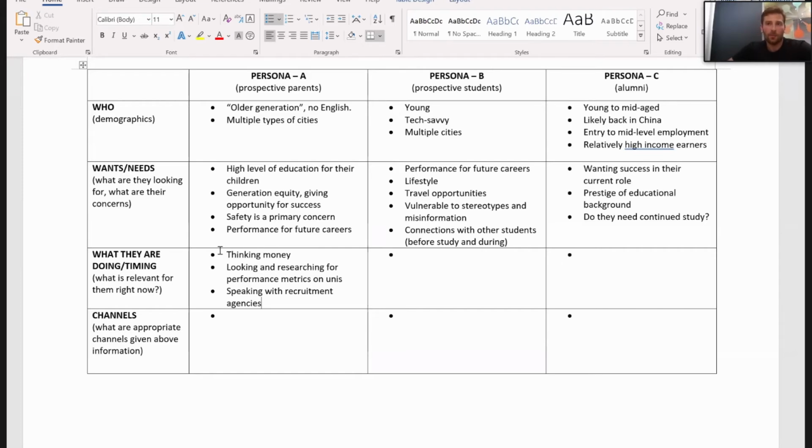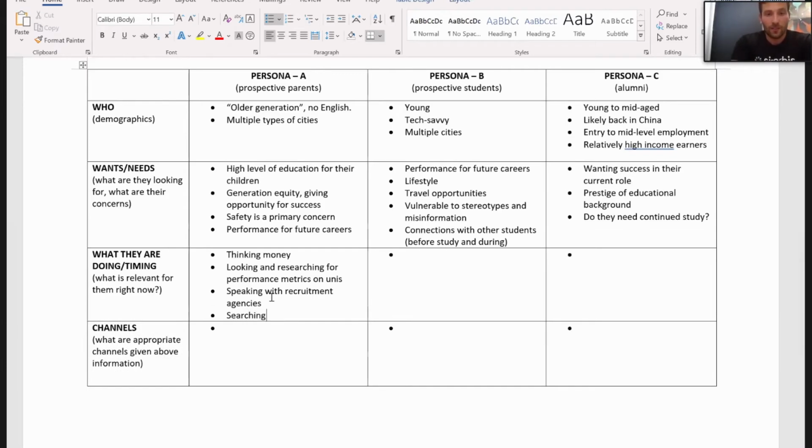And I'll get into a little bit more about how this works and why it's important later. But they might be speaking with recruitment agencies. What else might they be doing? Potentially simply searching the names of well-known institutions. So searching on search engines, doing their due diligence and research in this case, looking for what's important. And what exactly can they be searching for? Well, probably the same thing as those wants and needs that we just talked about.